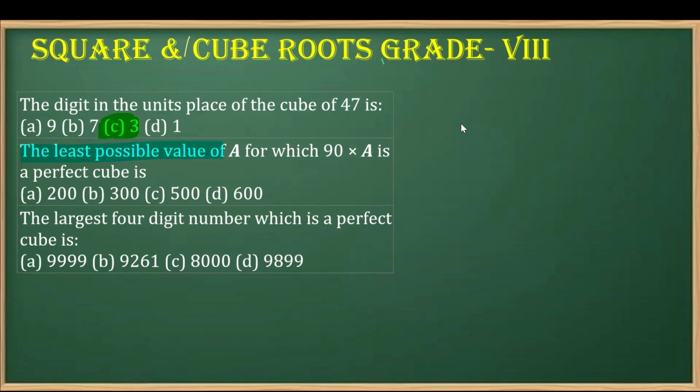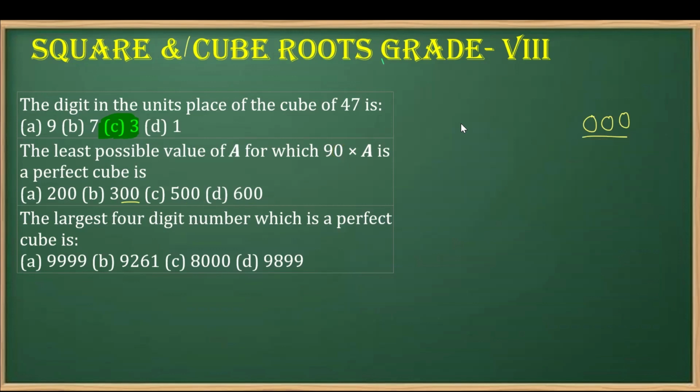Next is the least possible value of A. We have to get the least possible value of this digit number A, for which 90 multiplied by A is a perfect cube. Now, you can see among the options given over here, it should be multiplied with 90. As you know, for a perfect cube, there must be 3 zeros or 6 zeros. And all these options have 2 zeros that multiplied by this 0 will give you 3 zeros. So in every case, we are going to get a number ending with 3 zeros.